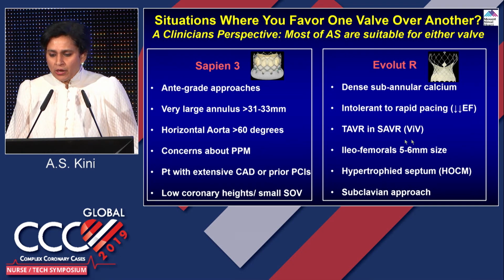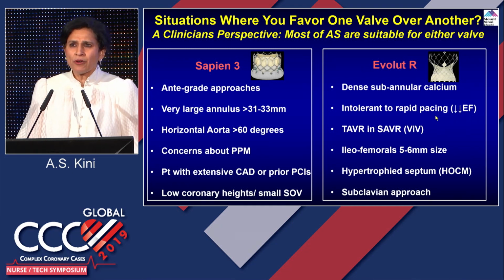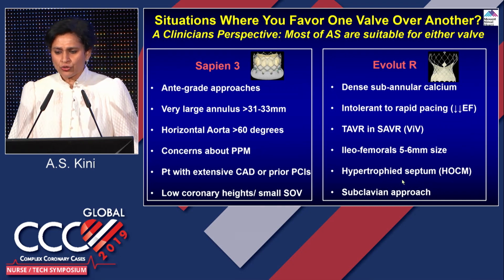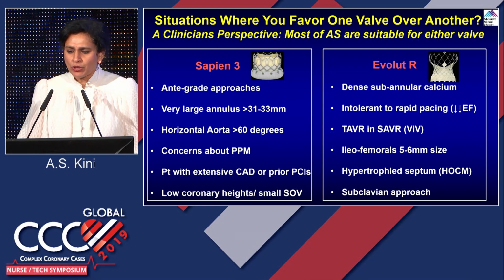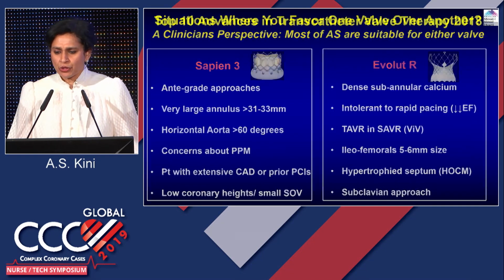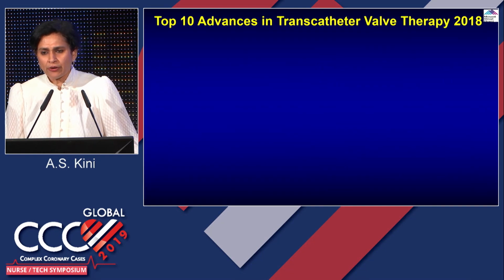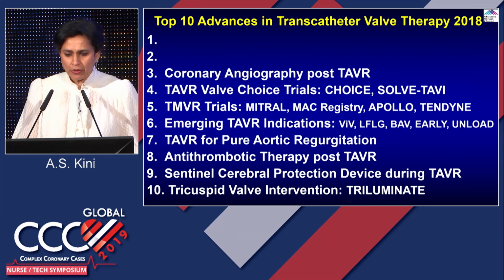The best use for Evolut would be valve-in-valve. Why? The biggest difference: this is an intraannular valve, this is a supraannular valve. Since it's a supraannular valve, your hemodynamics are excellent with this particular valve. So it's not one particular yes or no. You have to take several things into account when you decide which valve is best for which patient. And that happens during our heart team discussion, which happens every Monday morning.